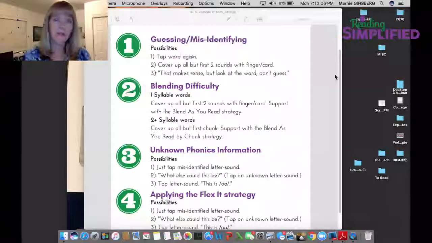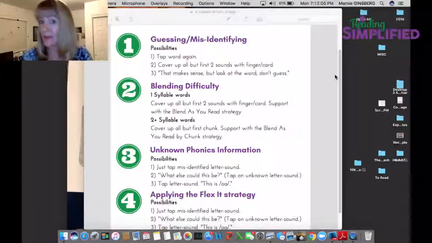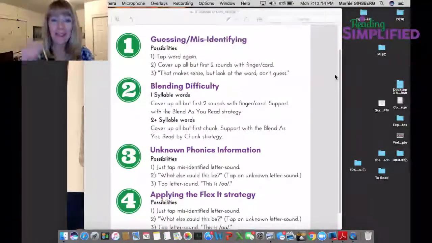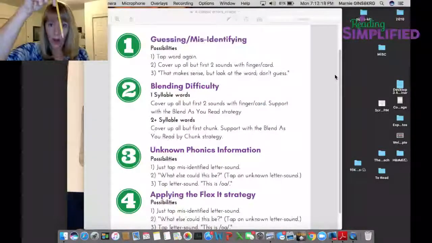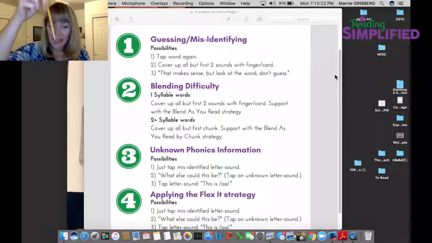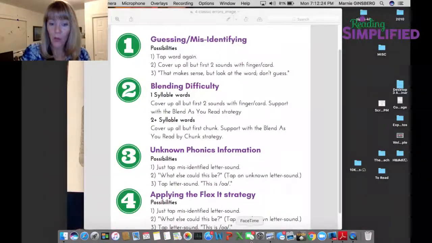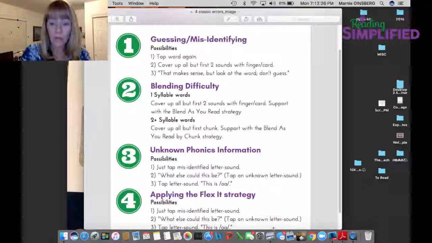So there's a lot, for instance, of tricky vowels out there. Maybe they're looking at the OA and they say "ah," or maybe they say "ooh," all fairly reasonable choices for beginners. The best thing to do, first of all, is just tap between the O and the A, or underline the O and the A, and see if they can figure it out. If they can't figure it out, then you say, well, what else could this be? Again, that would be some low level of feedback.